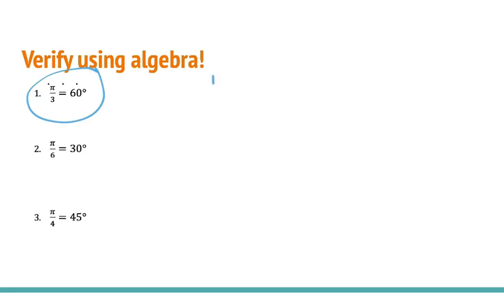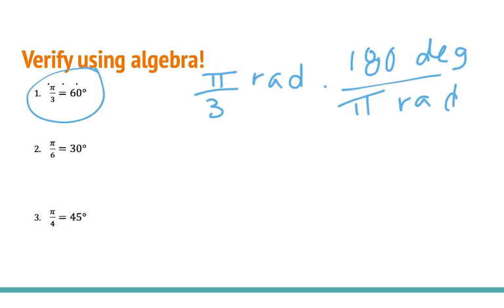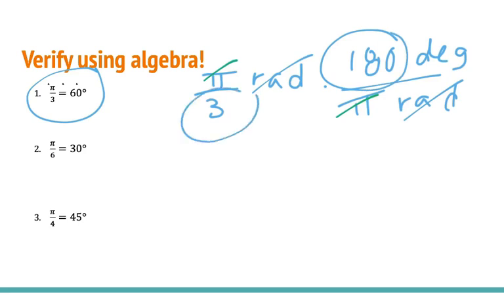So if I started with pi over 3, and this is radians, and I want to convert that to degrees, then I would multiply by the fraction 180 over pi. That way my units here will cancel with radians, and I'll be left with an answer in degrees. Also, what cancels is the pi. So really the only math I have to do is 180 divided by 3, and when you do that, you get 60. So we verified, even just using my little formulas that I learned yesterday, that pi over 3 is 60.